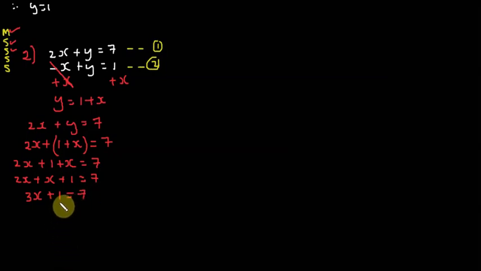Hey, we have two intruders here. We want x to stand alone. We have an intruder 1 and we have an intruder 3. So I subtract 1 to both sides of the equation here. If I subtract 1, this will cancel. So here we have 3x is equal to 7 minus 1, 6.